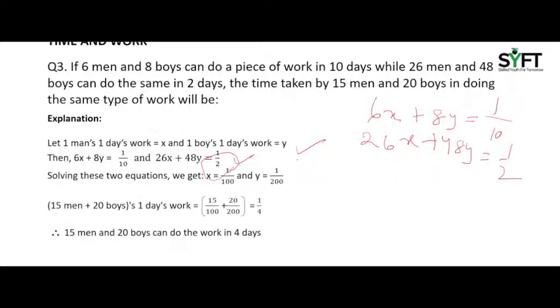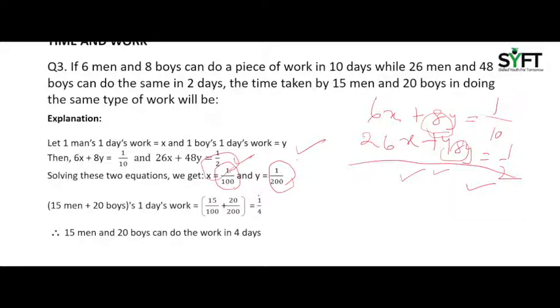In the first one, we can multiply by 6, because 6 into 6 is 36 and 8 into 6 is 48, and we multiply 1 by 10 as well. When we subtract, what will happen? This 48 and this 48 will be cancelled. So by solving this, we can find x very easily, and similarly we can find y. And you see, we solved it: x is 1 by 10 and y is 1 by 200.